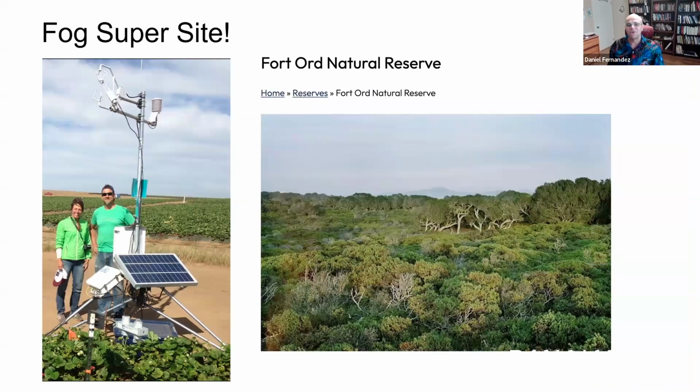And this is a picture on the right of the coastal oak scrub, which is actually just a couple miles away from my campus at the Fort Ord Natural Reserve, which is owned by the UC system. And this is one of our primary sites for fog collection. Although we have so many sites right now, I'd say all of our sites are pretty primary, and a lot of effort has gone into the deployments this year of them.